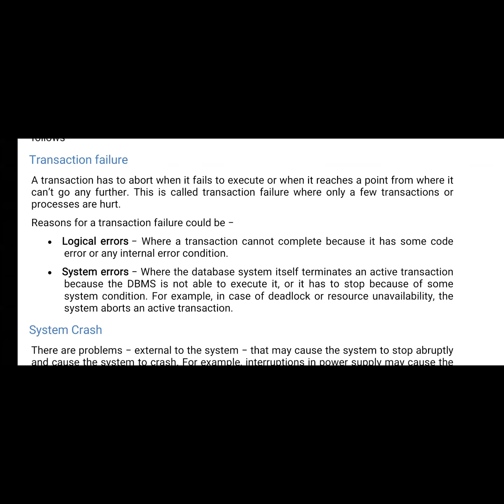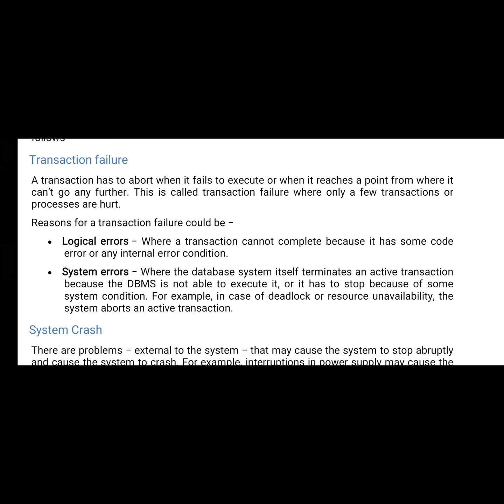Maybe the cause is that the requested data item is not available for the transaction to complete its execution. At that time, these transactions will fail. They will be restarted by the DBMS after some time. Now, the reasons for transaction failure: one is logical errors and another one is system errors.